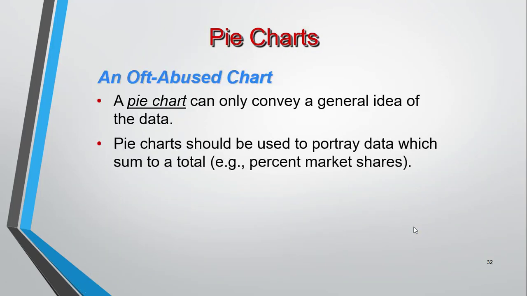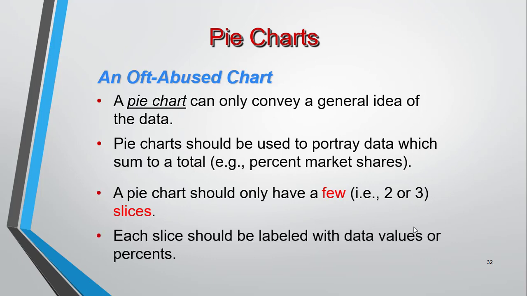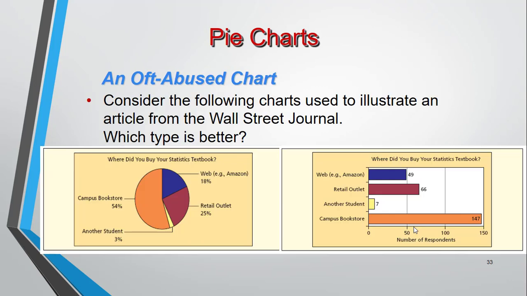And pie charts. That's an often abused chart. A pie chart can only convey a general idea of the data. A pie chart should be used to portray data that sums to a total, like a percentage market share example. A pie chart should only have a few slices, maybe 2 or 3, not too many. Each slice should be labeled with data values or percentages, like this one here.